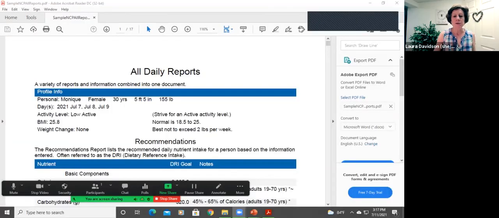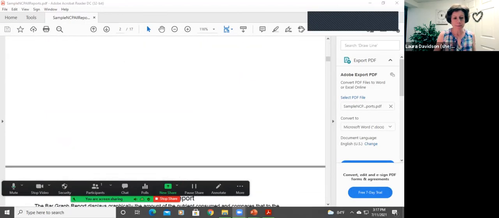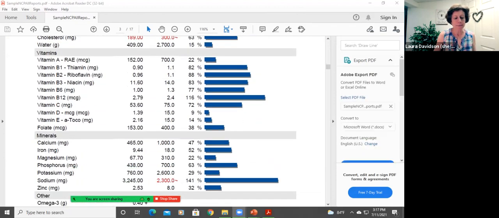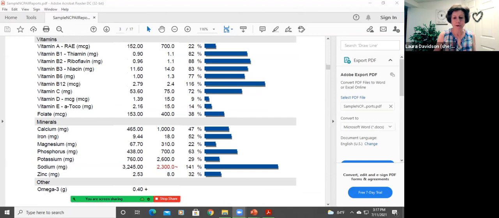All right, so let's look at Monique. Okay, we're going to look at the bar graph. Monique's iron is very low for these 3 days. Can I say that Monique has an iron deficiency? Absolutely not. It's 3 days, it's data. We don't know how accurate it is, and it certainly can't diagnose a deficiency. What we can say is that iron intake is inadequate for these 3 days.